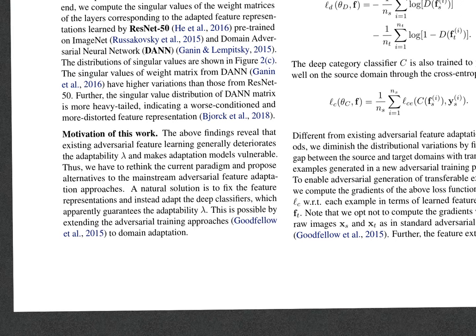To repeat the important parts of the work that we discussed, let's read through this part. So, motivation of this work. The above findings reveal that existing adversarial feature learning generally deteriorates the adaptability lambda and makes adaptation models vulnerable. Thus, we have to rethink the current paradigm and propose alternatives to the mainstream adversarial feature adaptation approaches. A natural solution is to fix the feature representations and instead adapt the deep classifiers, which apparently guarantees the adaptability lambda. This is possible by extending the adversarial training approaches to domain adaptation.